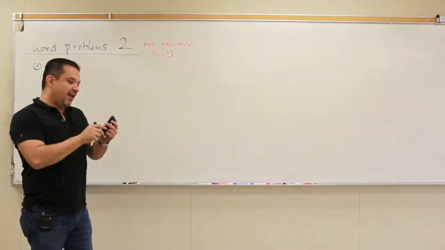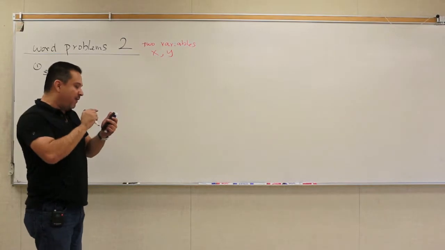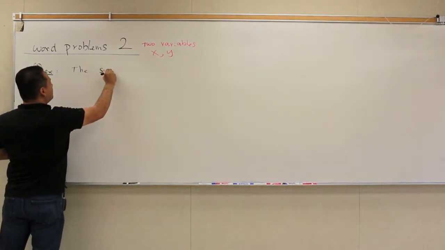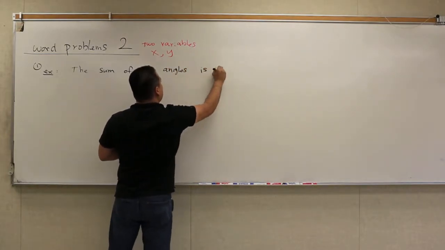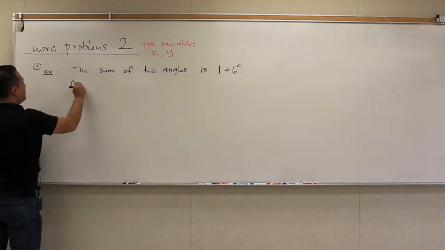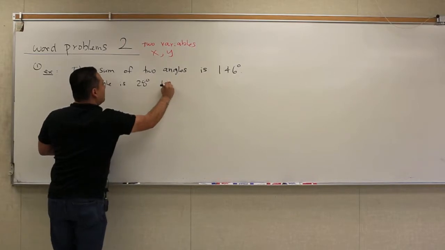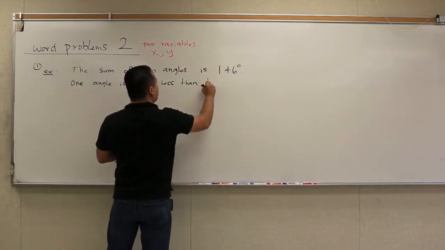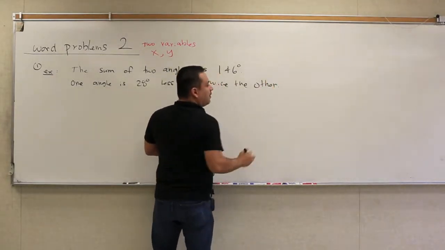Okay, Word Problems 2. I gave my sheet to the older gentleman that I just walked out of the room. He sits here. So I'm going to have to read it off my phone. The sum of 2 angles is 146. I'm going to say the sum of 2 angles is 146 degrees. One angle is 28 degrees less than twice the other. Okay?